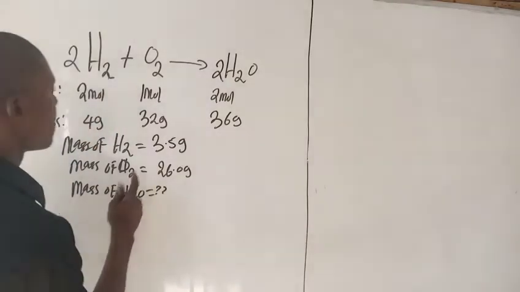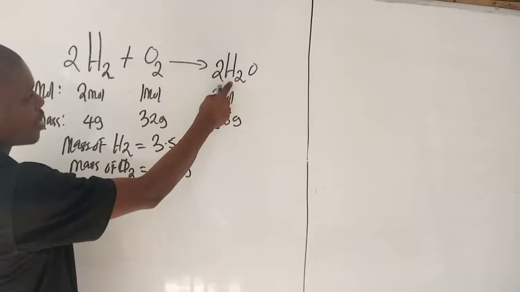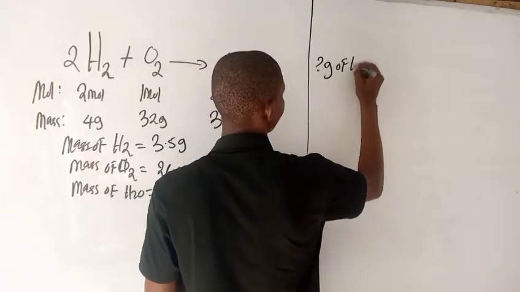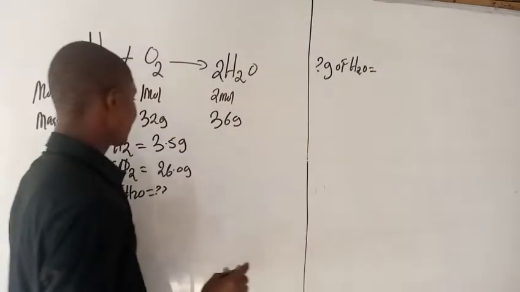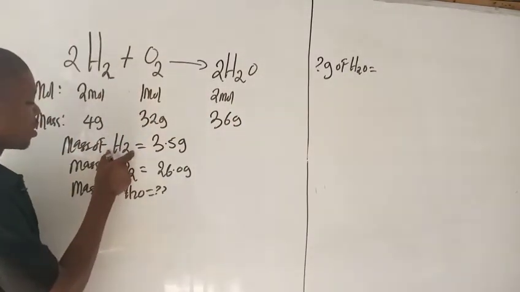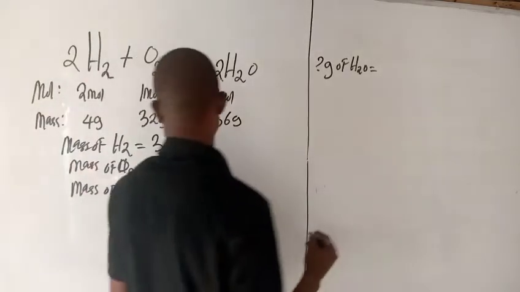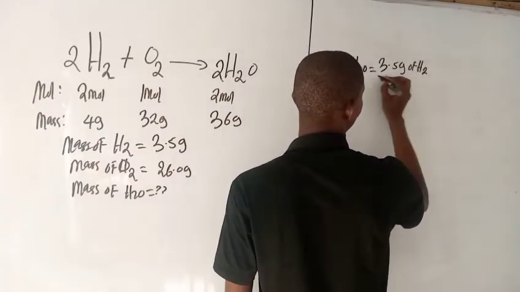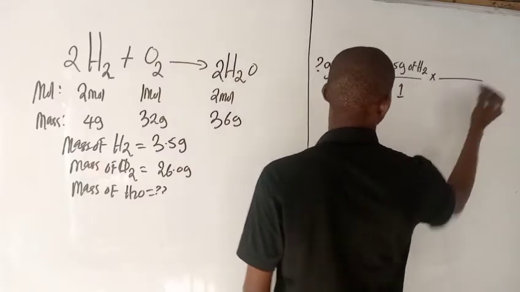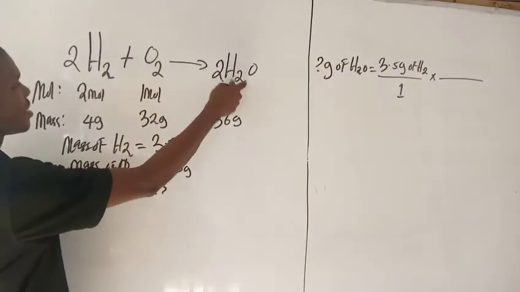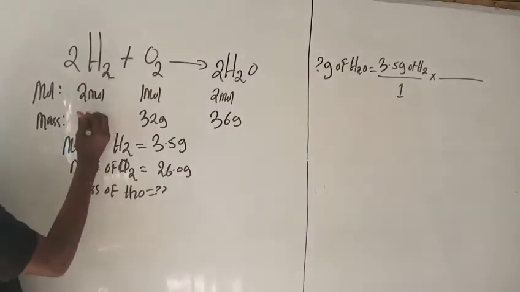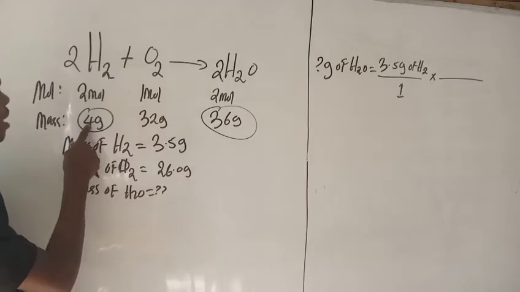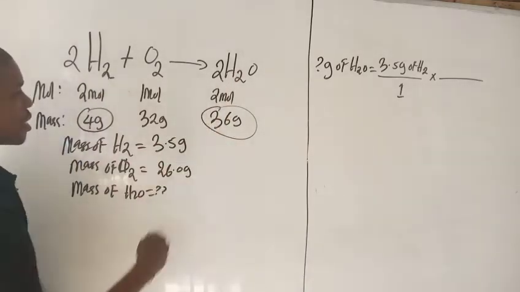So now we want to calculate the mass of H2O. First, we want to use the mass of H2 here, so here we have 3.5 gram of H2 over 1 times. We are linking this and this, using the mass of this to calculate the mass of this. It means that 4 gram of H2 equals 36 gram of water. That is the minimum.